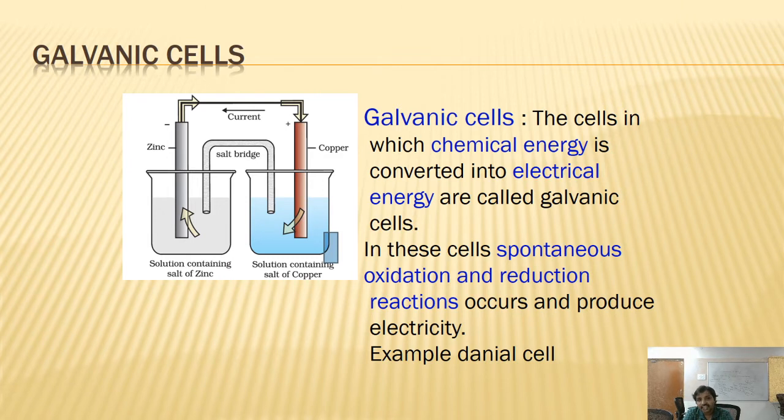What type of chemical energy? It means a chemical redox reaction will be taking place. After the completion of the redox reaction, the transfer of electrons in the redox reaction can be utilized for the generation of electricity. In this, spontaneous oxidation and reduction reactions occur in the galvanic cell. Example: Daniell cell.